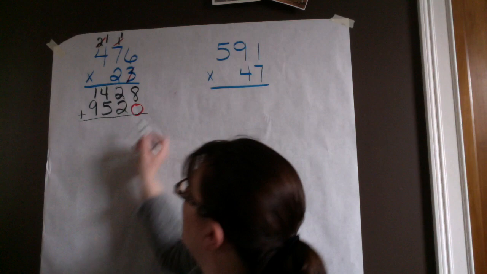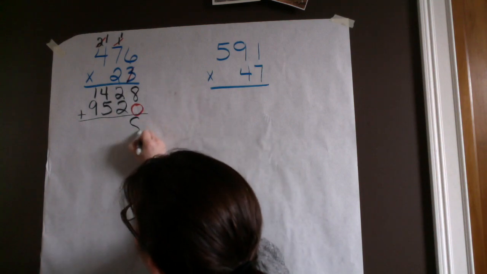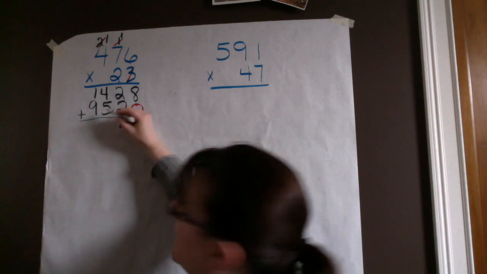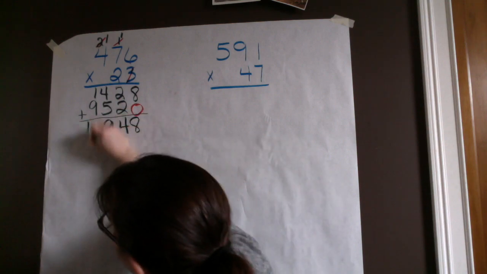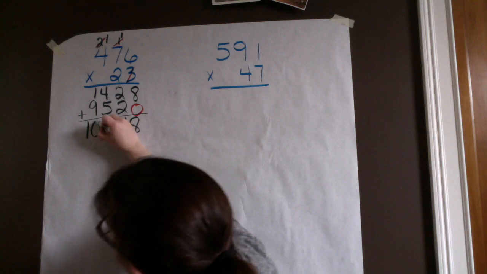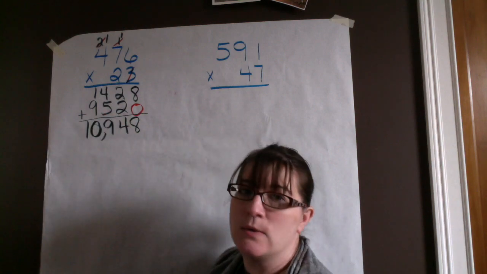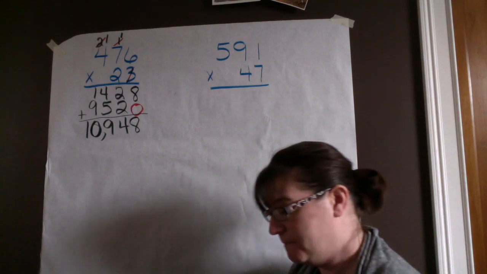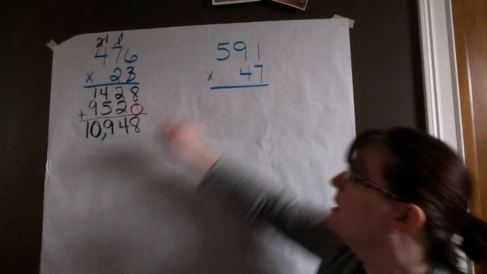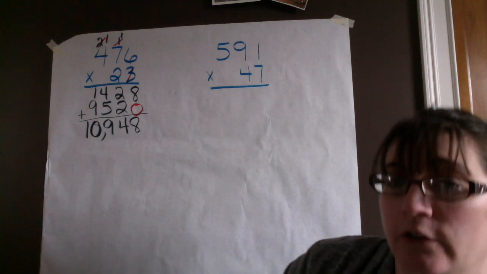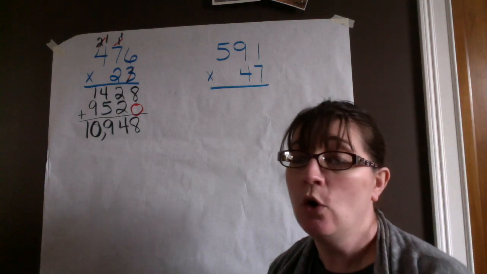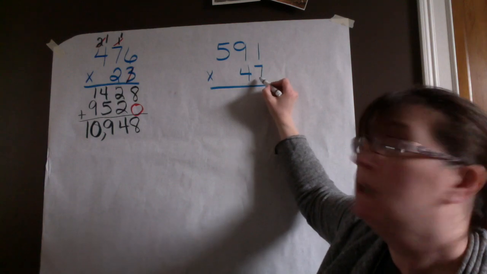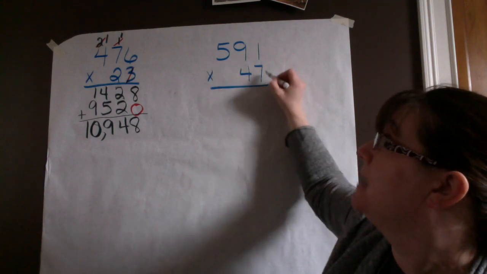Okay, and then I add. Make sure you're not multiplying, but adding here. So 10,948. Okay, I'm going to do the exact same thing with 591 times 47. So I start with my ones place. I'm going to take times 1, times tens, times hundreds.